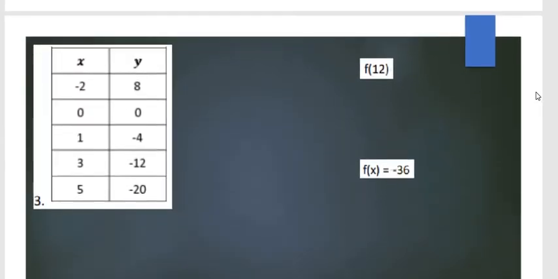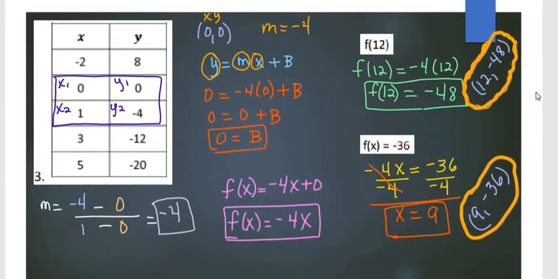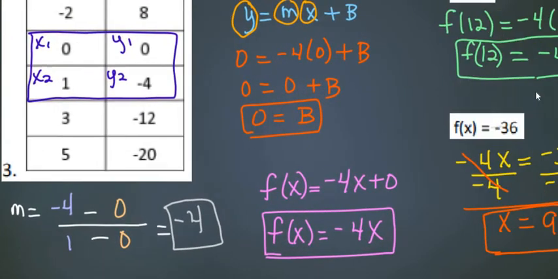Now let's look at problem number 3. The first thing you had to do was find the slope. It does not matter which 2 sets of points you use. I use 0, 0, and 1 and -4. So when I did, I came out with a slope of -4.